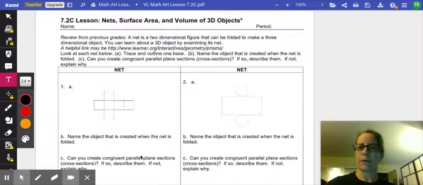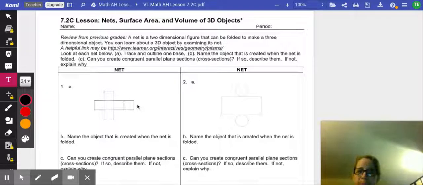So here it says, look at each net below, trace the outline of one base, and name the object that was created when the net is folded. Can you create congruent pentagon cross sections? If so, describe them. If not, explain why. So I'm looking at this, thinking, how would it fold up? And I saw that they're all the same shape. They're all squares. So that's going to be a cube.